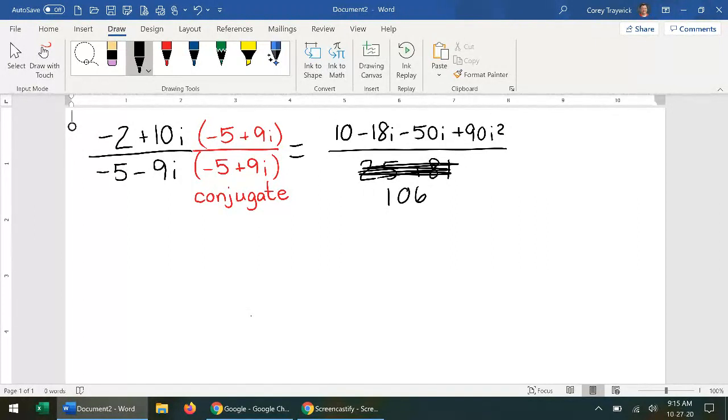The top we're going to have to clean up. The i squared is negative 1, and negative 1 times 90 would make it negative 90. Ooh. I see what we can do. We can put 10 minus 90 equals negative 80. And negative 18i minus 50i is negative 68i over 106.